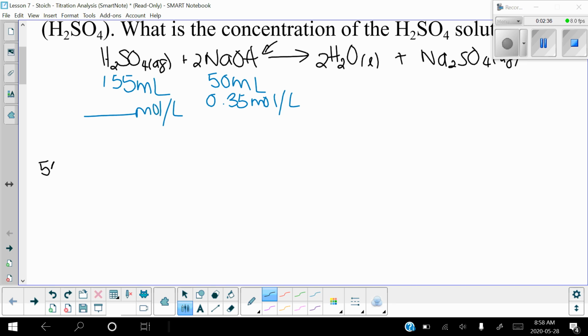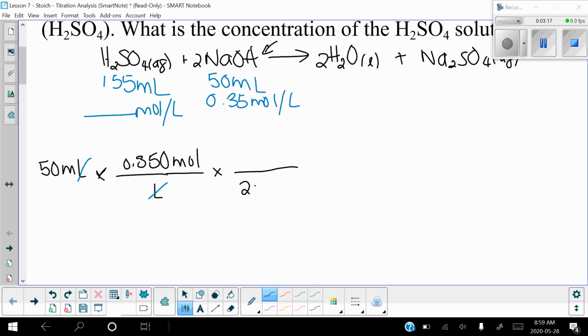Start off with 50 milliliters. Again, if you don't like the milliliters, you can convert it into liters. I am going to work with milliliters just because it's less conversions. Multiplied by our concentration. Okay, liters cancels out with liters. Now I have millimoles. As long as the base unit is moles, we can use our mole ratio.